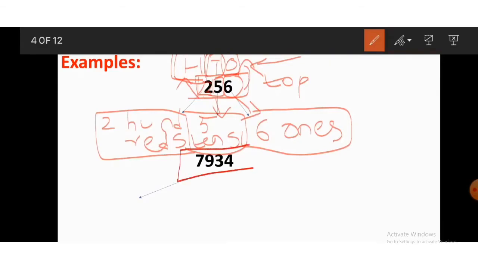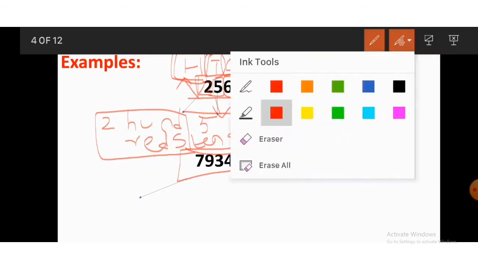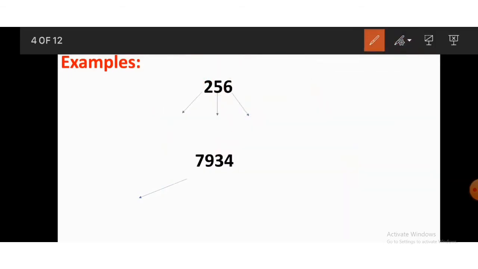Coming to our second example, the number here is 7934. What is the first step? We write the place values on top of the numbers starting from the right. The first place value is ones. The second is tens. The third is hundreds. What comes after hundreds? Thousands. Ones, tens, hundreds, thousands. So, we'll find the place value starting from the first digit.